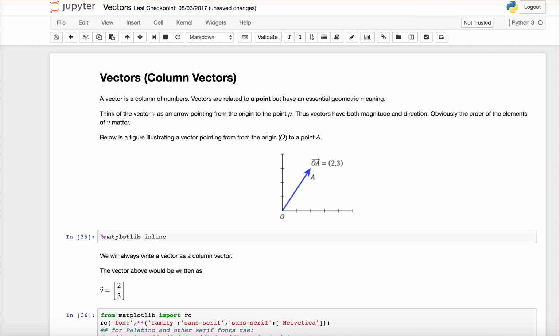In this notebook, we're going to be talking about vectors. And the way that we're going to conceive of vectors is simply that a vector is a column of numbers. We can think of a vector as related to a point, but we want to interpret it with an essentially geometric meaning. That is that it has an orientation. So we can think of the vector v as an arrow pointing from the origin to a point P. And so we have both the direction that this is pointing and the magnitude or the length of the vector.